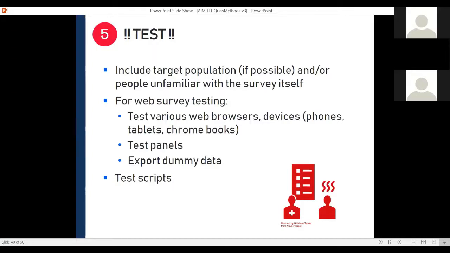And then, so that was for web testing. And then if you have a paper survey or a phone survey, you want to test your scripts. So make sure how you're introducing the survey, how you elicit participation, is clear to folks.